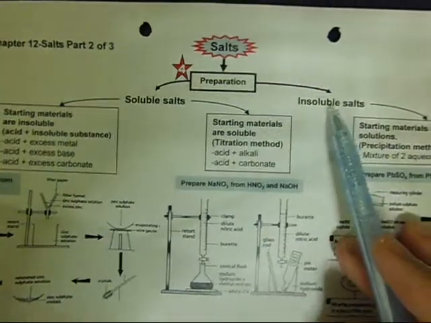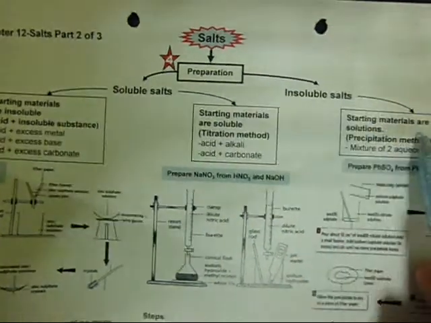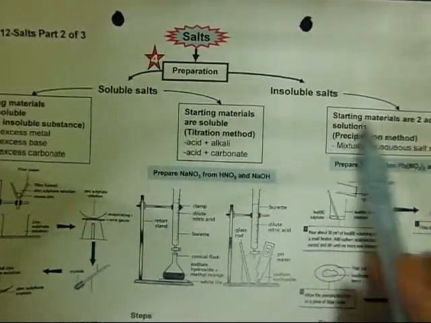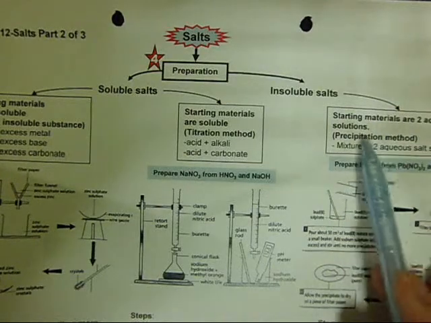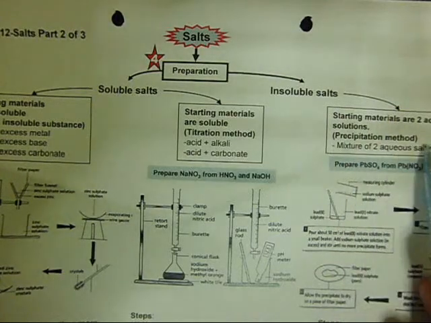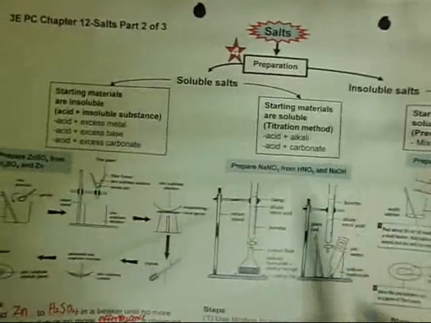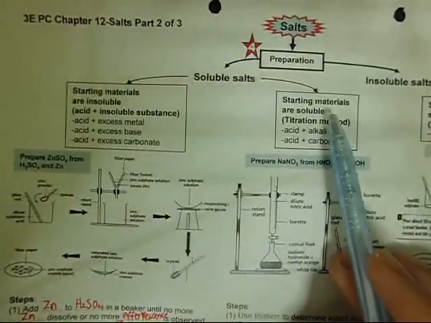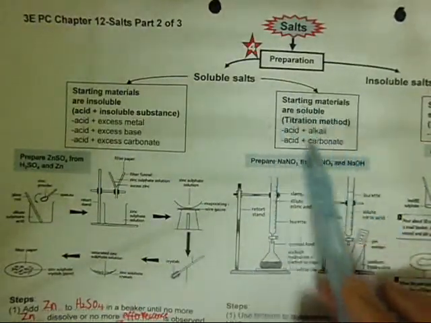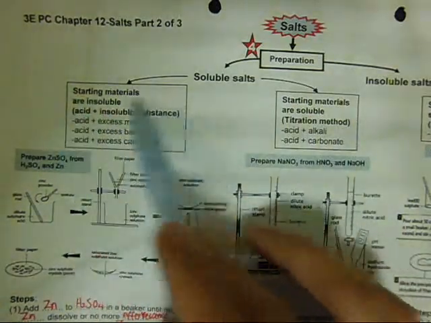For example, in order to prepare an insoluble salt, this is the method: the precipitation method, or we call it method 3. For preparing a soluble salt, we can either use the titration method or the acid plus insoluble substance method.